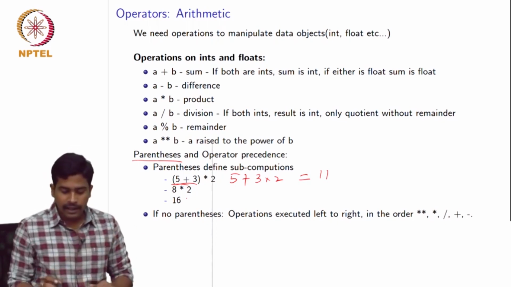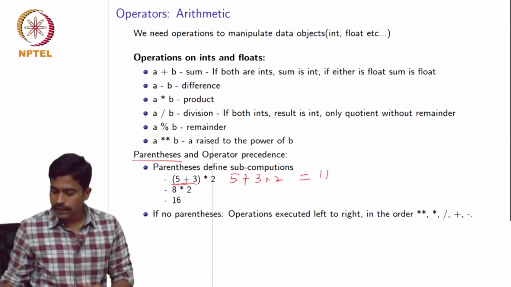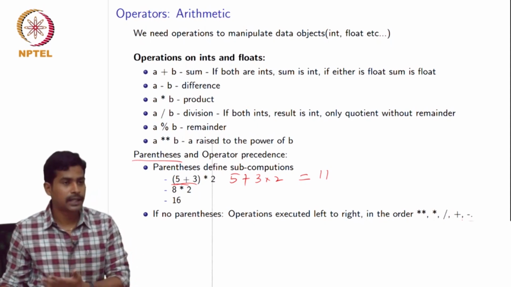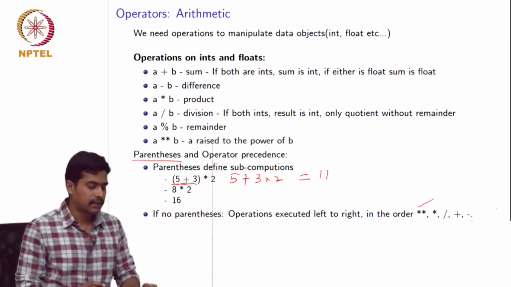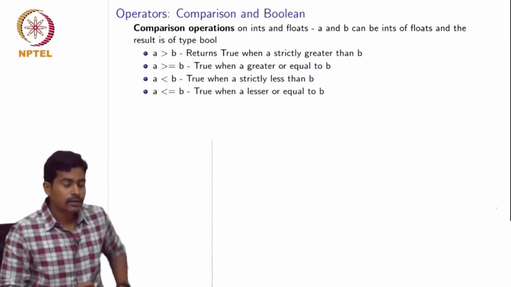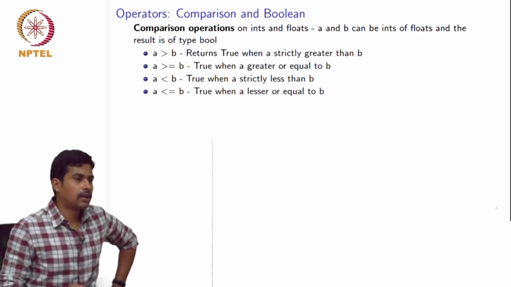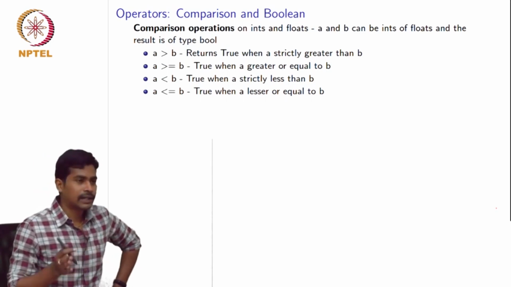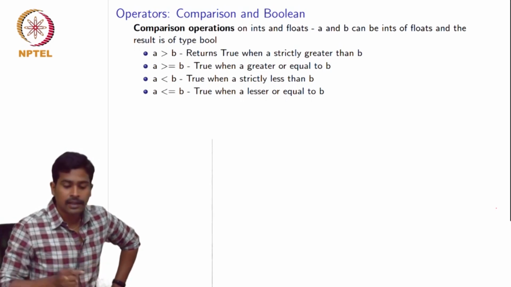And in Python, operations are executed from left to right in this order. This is the precedence of operations. So first is the power operation, then multiplication, division, addition and subtraction. Okay. So now we have seen different kinds of arithmetic operations that can be done on both integers and floats. Obviously, we cannot do addition using Boolean variables.